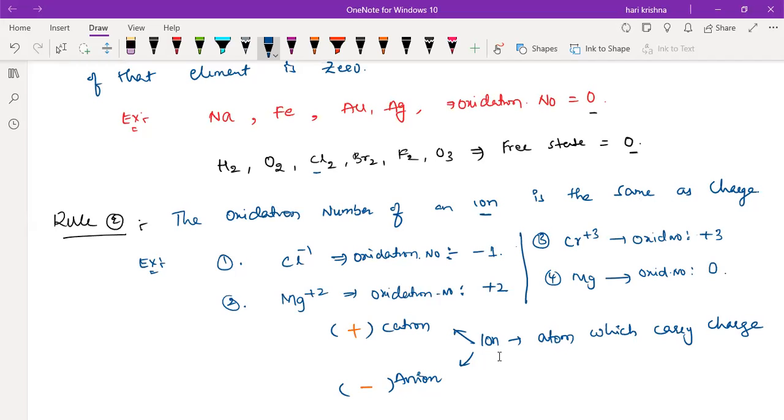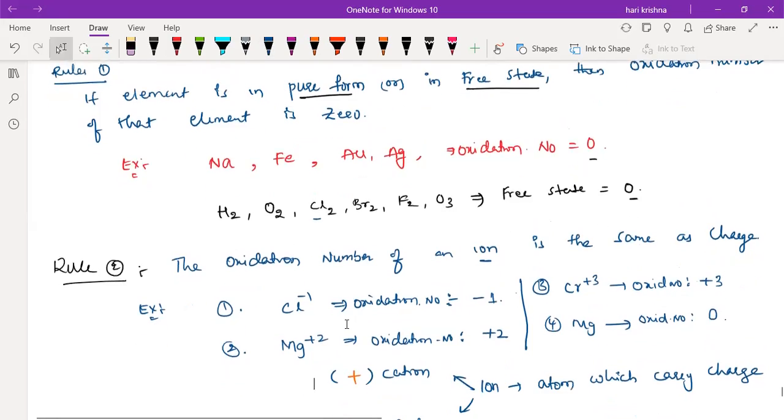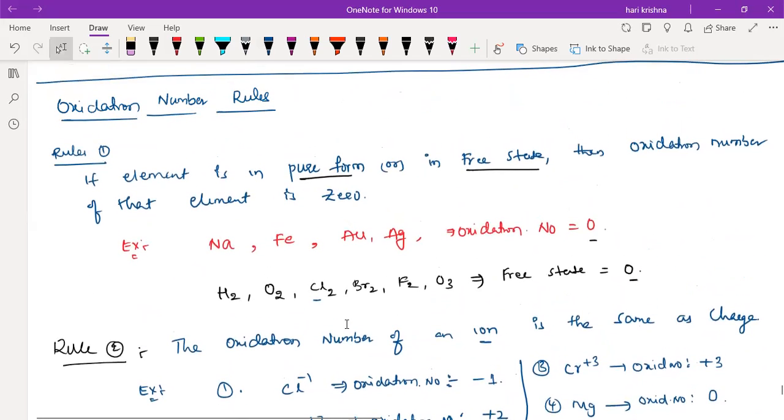So which are not in free state, what will we be calling them, sir? You can say pure form, simple, or elemental state. Mg is in the pure form, or you can say elemental state. Both are the same. And those which are not in pure form or free state are called ions.